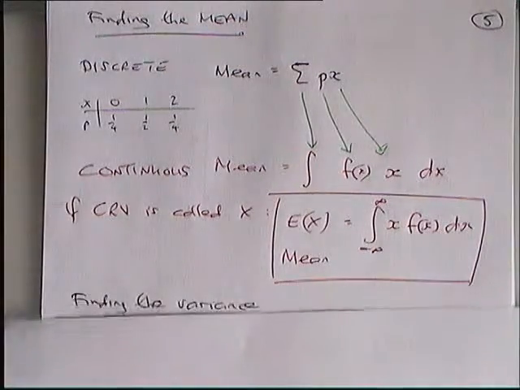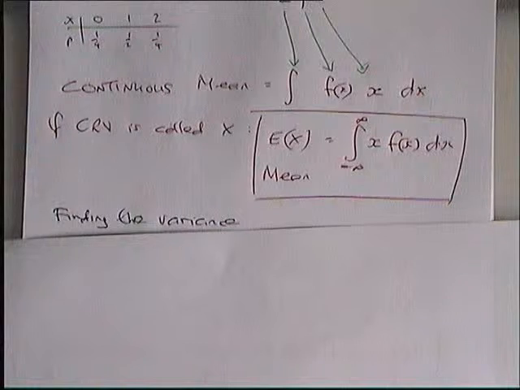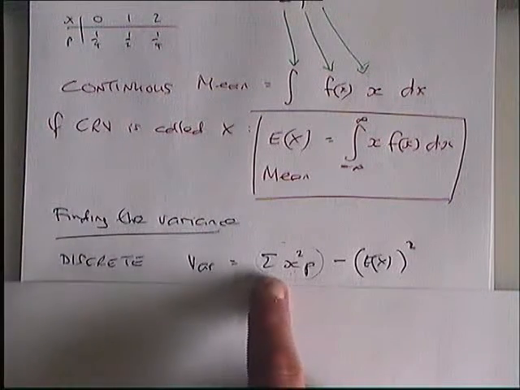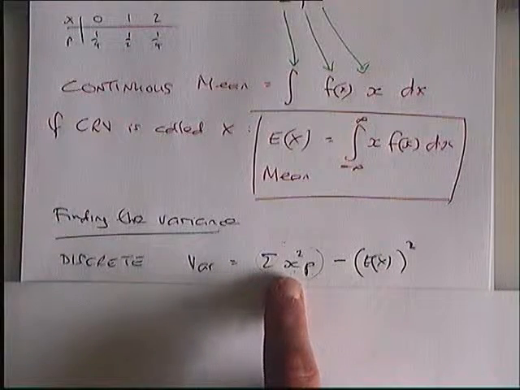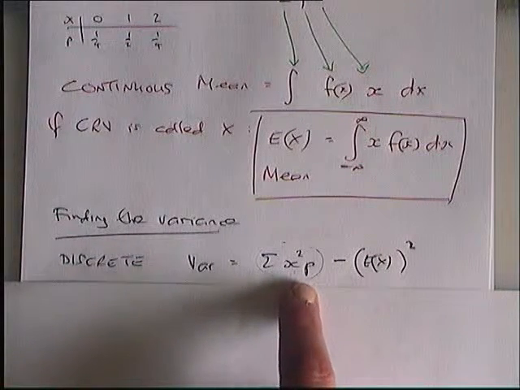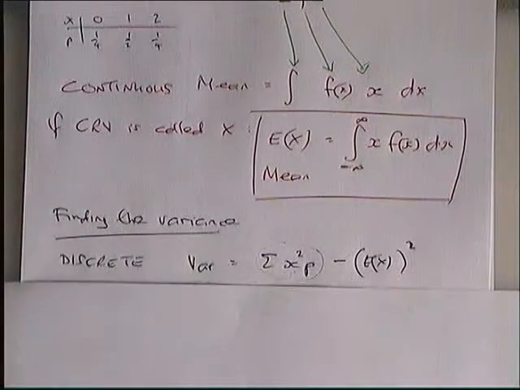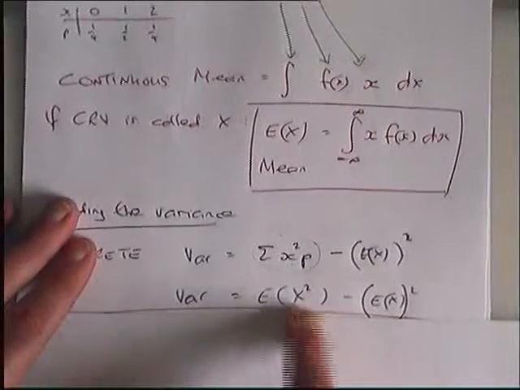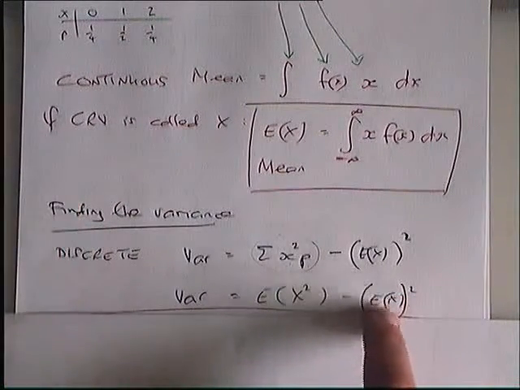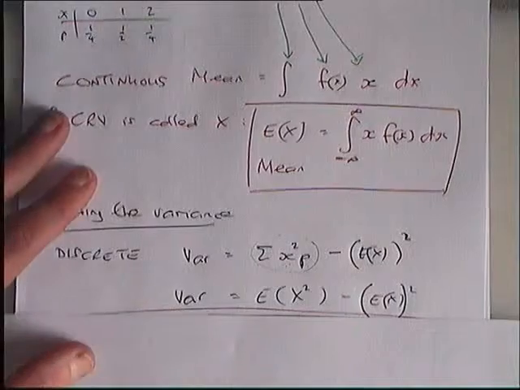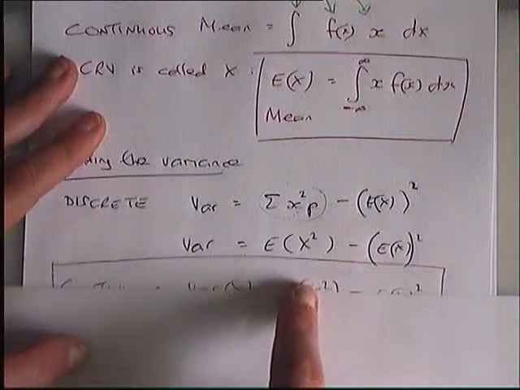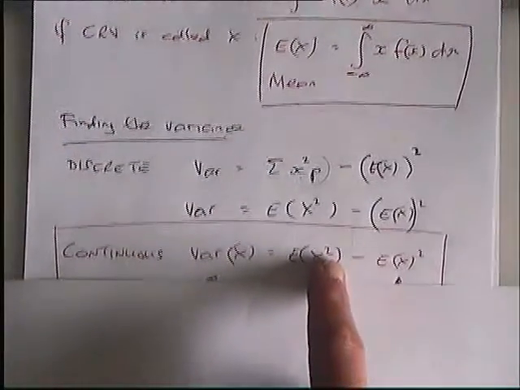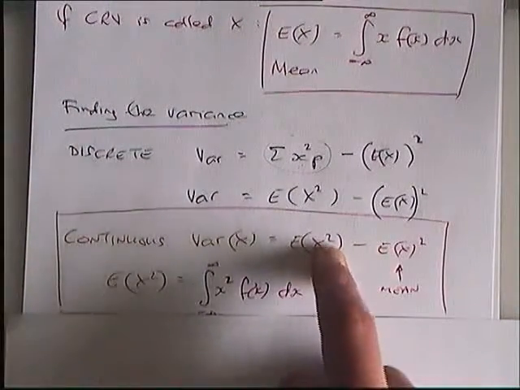That's what you're integrating. Then we said, okay, what about the variance? Well, when it was discrete, you had the sum of each x value squared times by the probability, take away the mean squared. This was often called the expectation of x squared. This over here is the expectation of x, all squared. You have to be careful about that. So we said, well, it's the same formula for continuous. We just need to work out how to work this expectation of x squared out.